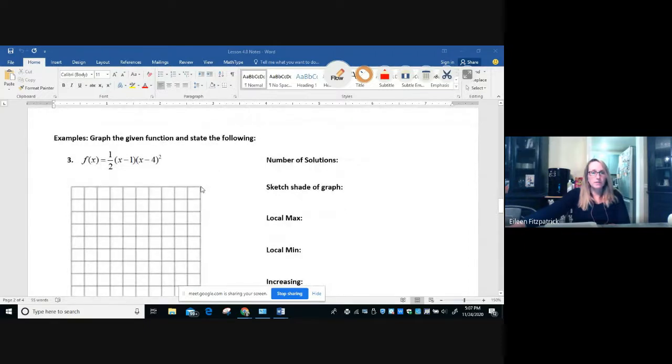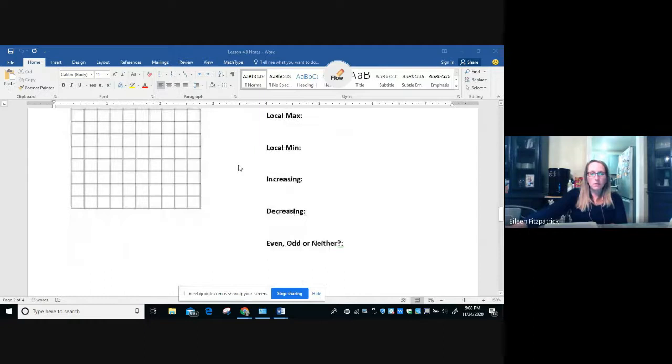Next, it says graph the given function and state the following. Okay, so I have f of x equals 1/2 times the quantity x minus 1 times the quantity x minus 4 squared. So what we're going to do here, since it's already in factored form, is find the solutions. We'll talk about the number of solutions and so on and so forth.